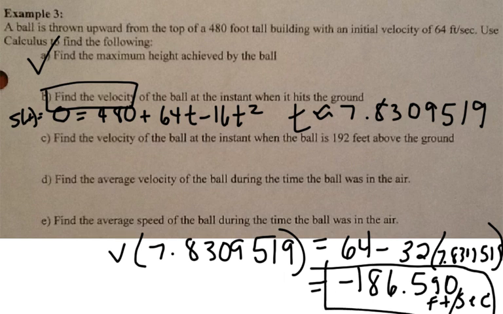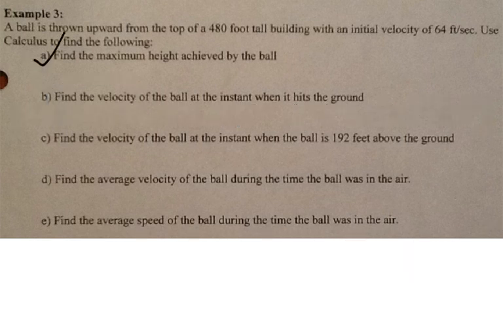All right. Part C. Find the velocity. Oh, let me get a new page that's not all written over. So we got A and B done. Find the velocity of the ball at the instant when the ball is 192 feet above the ground. This problem is essentially the same as the one we just did, except we're going to say 192 is the position.